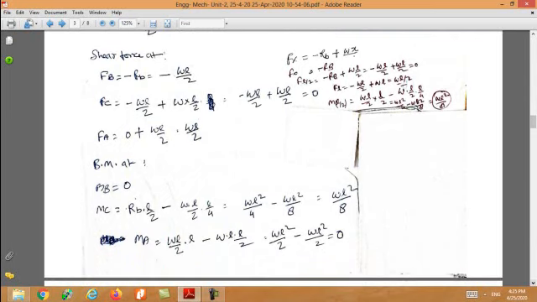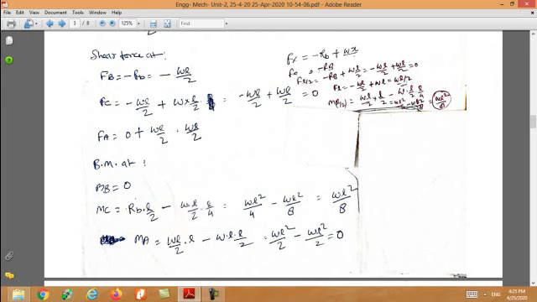and it is 0. Calculate the bending moment at C. C is any point, at a distance L by 2. So RB into L by 2. Because it is anti-clockwise, it is positive. Here it is positive because it is anti-clockwise from the right side, and it is negative. Why is it negative? Because it is clockwise from the right side.